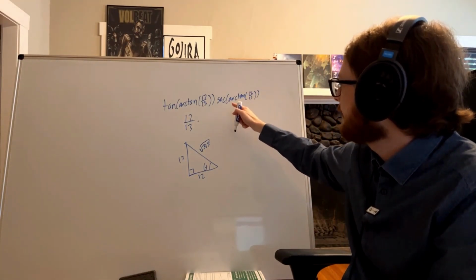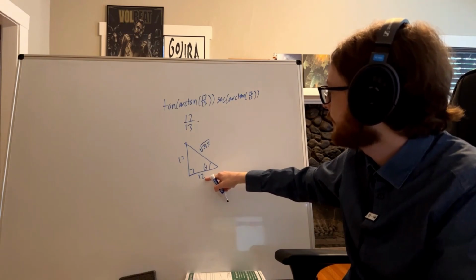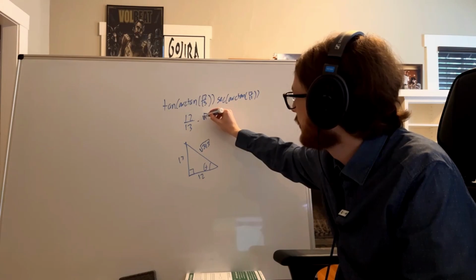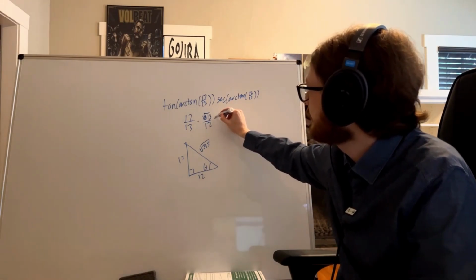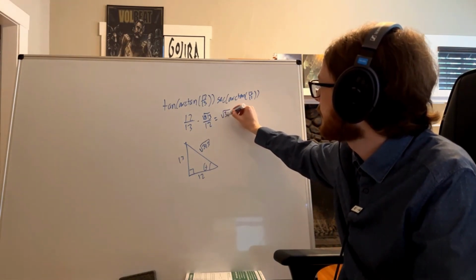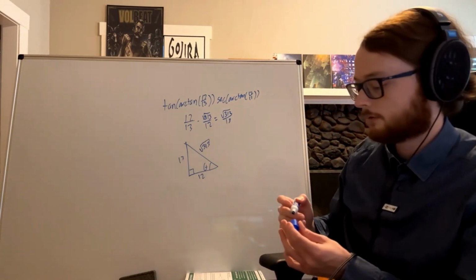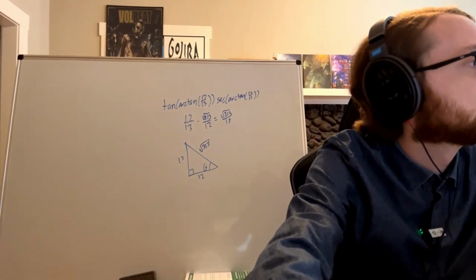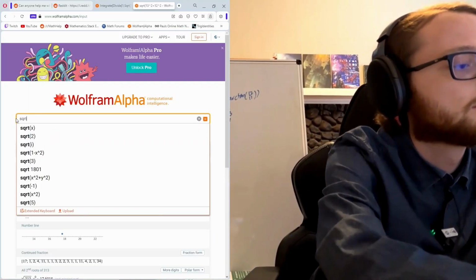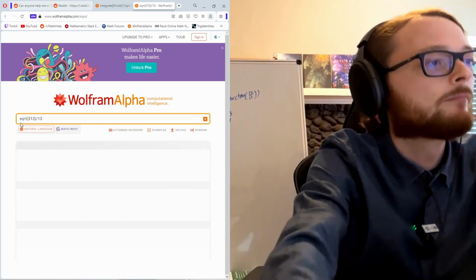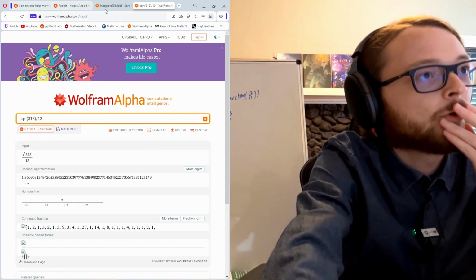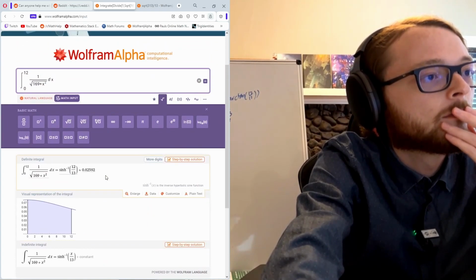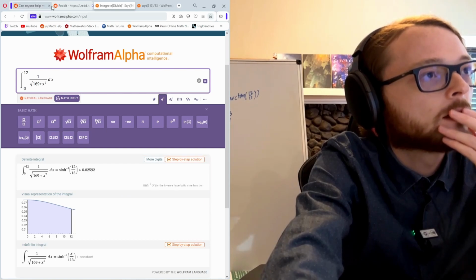So secant of this triangle is 1 over cosine. Cosine is 12 over root 313. So 1 over that is root 313 over 12. So you get root 313 over 12. What is that decimal? 1.36. That doesn't match the final answer over here. Wah, wah, wah.